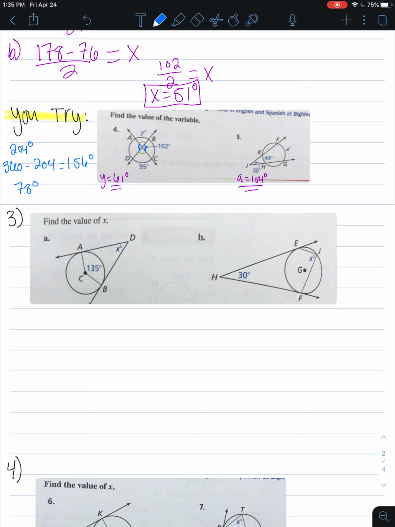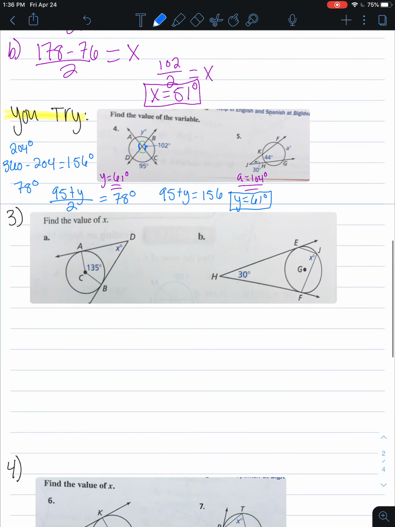So now I can apply the theorem. 95 plus y divided by 2 is going to be equal to 78 degrees. I'm going to have to multiply by 2 on each side, so now we get 95 plus y is equal to 156. Then I subtract 95, and we get that y is equal to 61 degrees, which is what it gives us as the answer. So we had to work backwards a little bit on that one. And same thing here on number 5, we're going to have to work backwards a little bit.